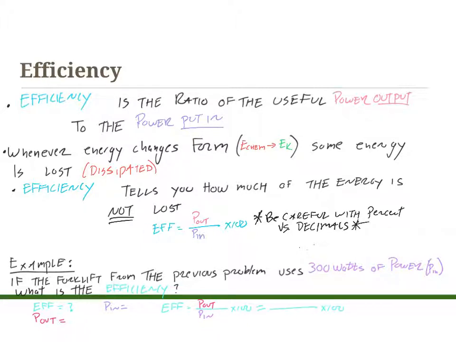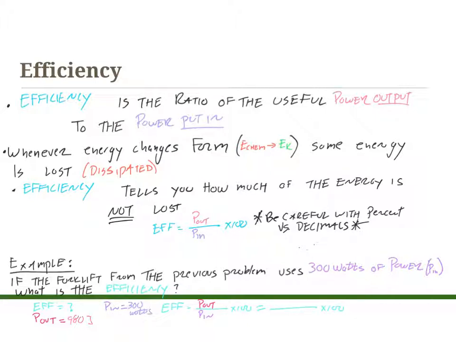So an example of how to use the efficiency formula: if the forklift from the previous problem, the one that we just completed, uses 300 watts of power, that's the power in, what is the efficiency? Well, in this case, we were just told in the problem that the power in is 300 watts, but the power out, and I need 980, that 980 joules is my power out.